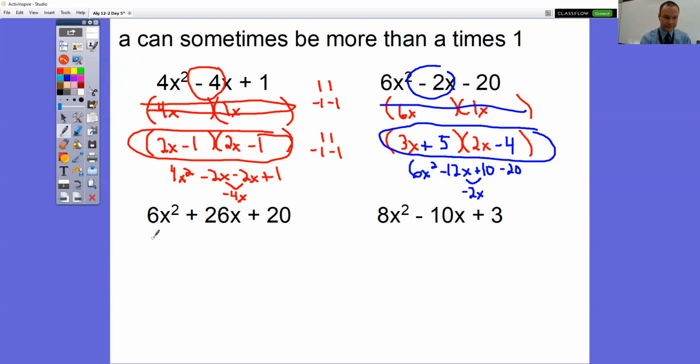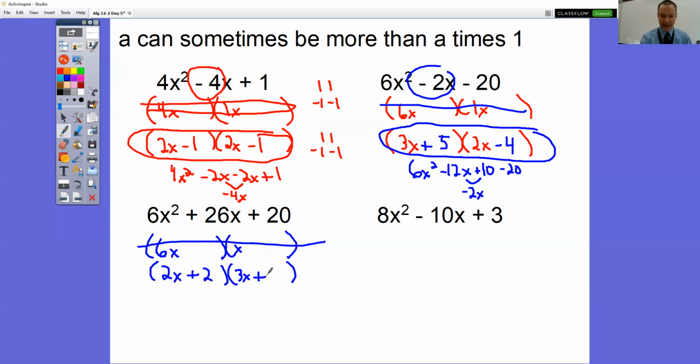Take a look at another one. 6x squared plus 26x plus 20. Again, you might have a 6x and an x. You might have a 2x and a 3x. It all depends on what you want to try and what you want to do. I know that this is going to be a 2x and a 3x. What times what is 20? You could have combinations of ones and 20s, twos and 10s, 4s and 5s. This one is actually going to end up being a +2 and a +10. That's what that one is going to be.